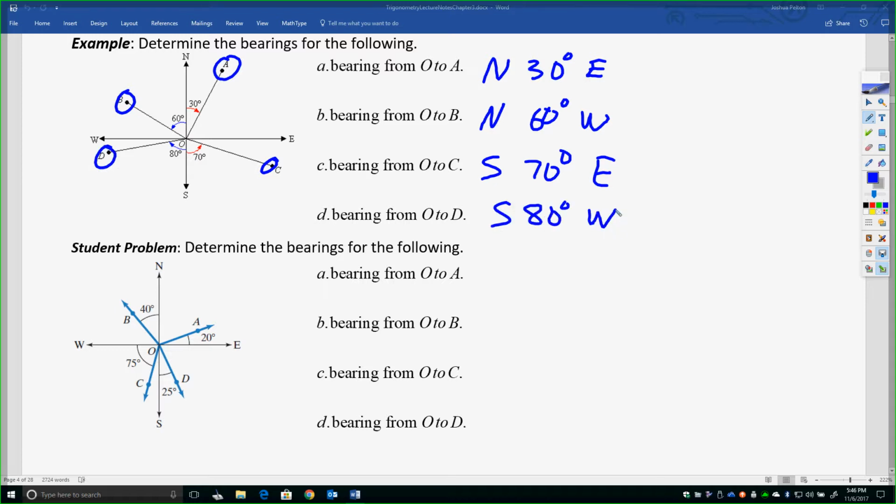In each of these examples, all I needed was my north-south line. Essentially, the east-west line is not needed because you only read a north-south line that spins in a compass. Pause the video, try these student problems.